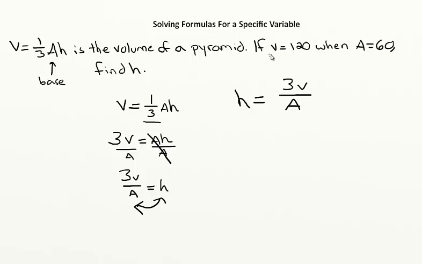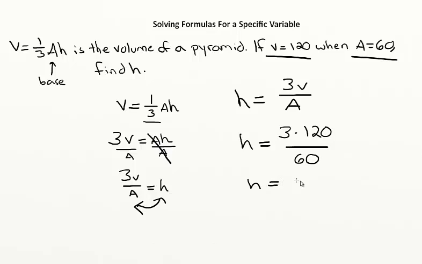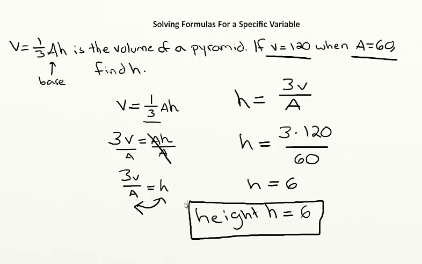Now we're going to plug in what we're given. V equals 120 when A is 60. So our H is going to be equal to 3 times 120 over 60, and that is going to give us that our H equals 6. What that tells us is when the volume is 120 and the area of the base is 60, our height, h, is equal to 6. And that solves our first problem.